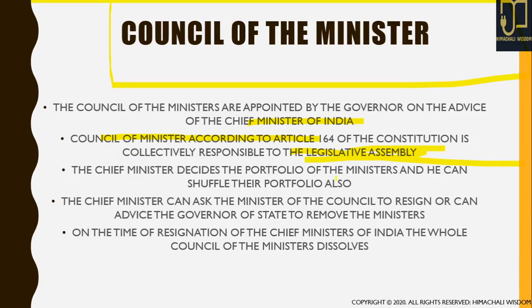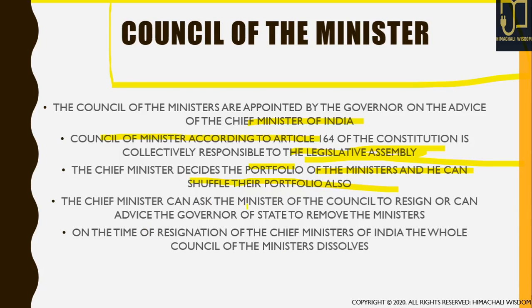Now the Chief Minister decides the portfolios of the ministers. Just like the Prime Minister decides portfolios at the union level, the Chief Minister decides the portfolios of his cabinet ministers at the state level, and he can also shuffle their portfolios and assign different departments to different ministers. The governor actually appoints these ministers, but he needs to get advice from the chief minister, because the chief minister is the real executive head of the state right now.